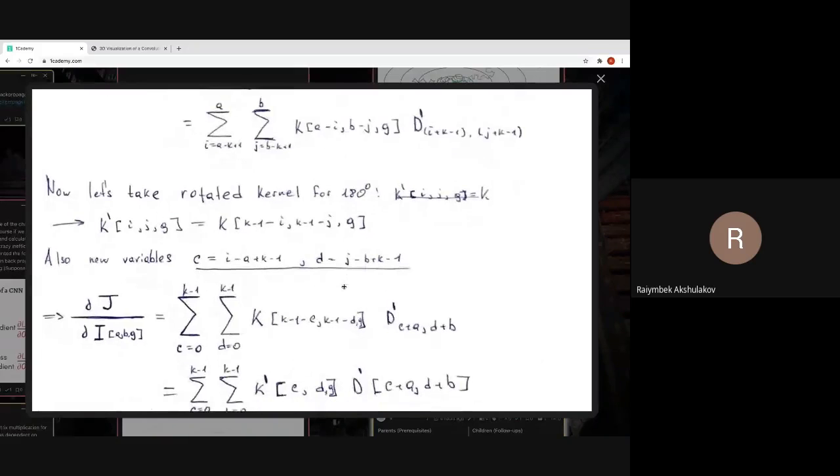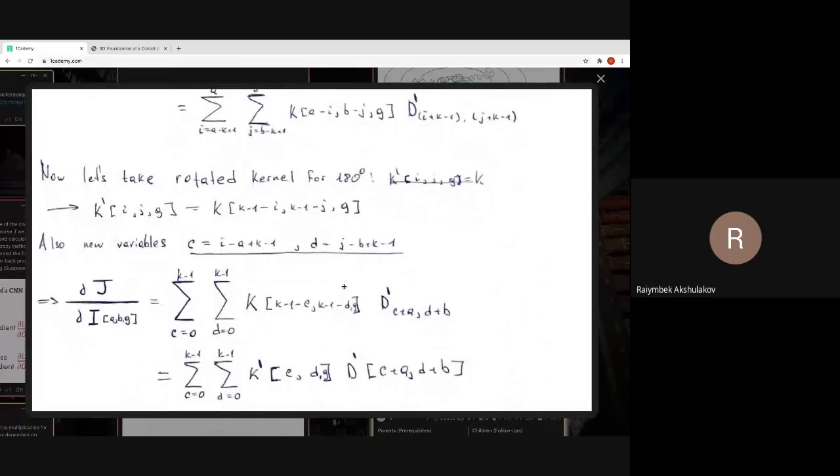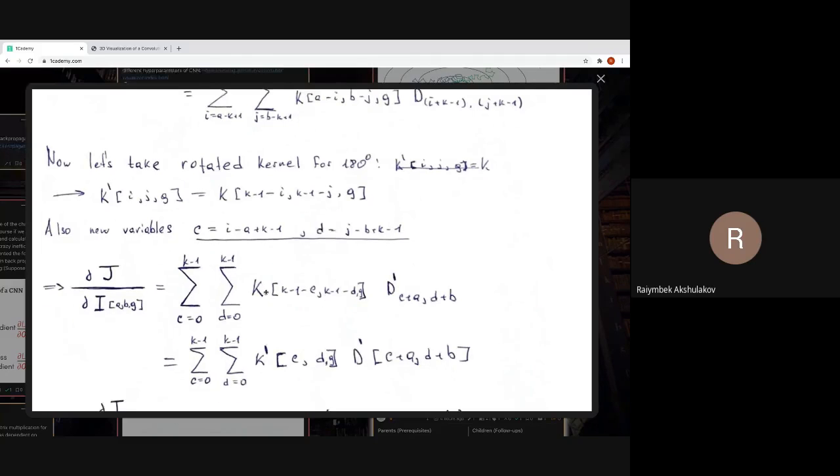If we do this, that means, because i goes from a minus k plus 1 to a, C goes from 0 to k minus 1, and D goes from 0 to k minus 1. So C goes from 0 to k minus 1, D from 0 to k minus 1, and we can flip the K over here. So we have D prime at C plus A and D plus B.